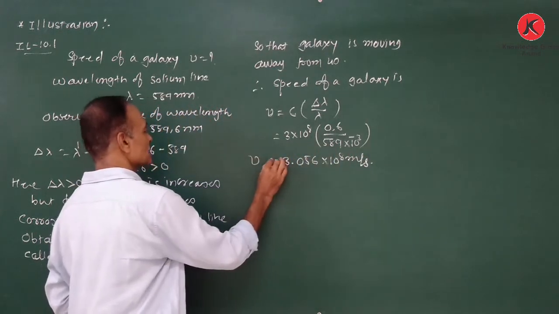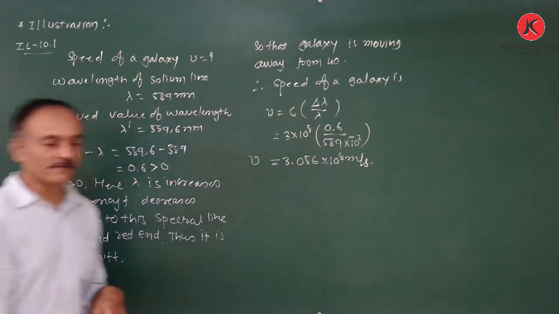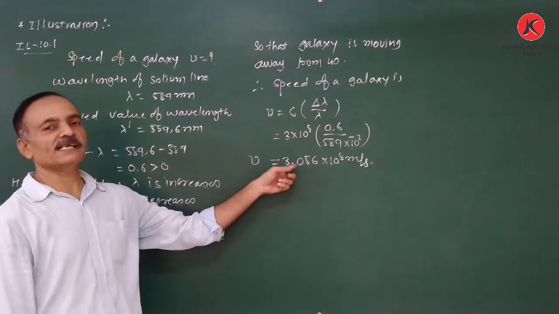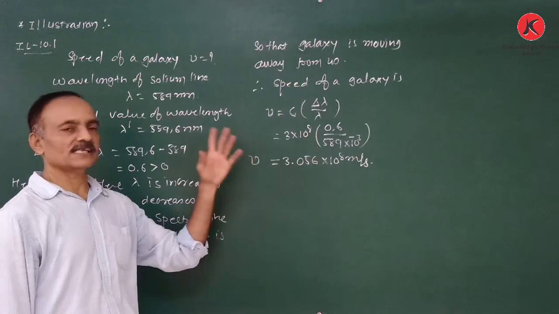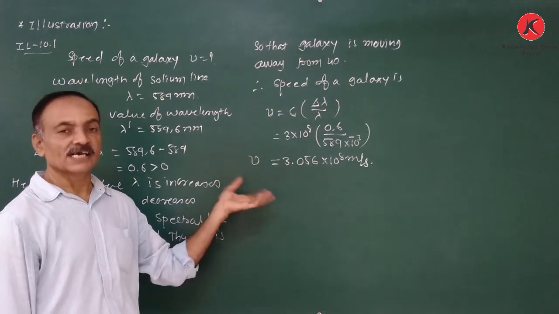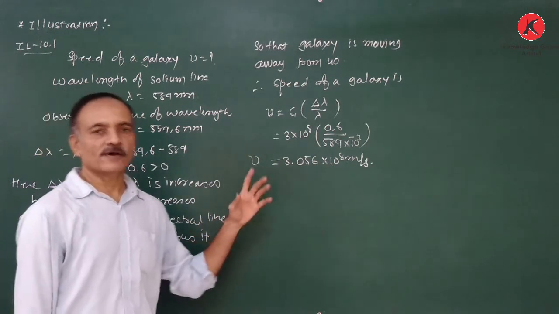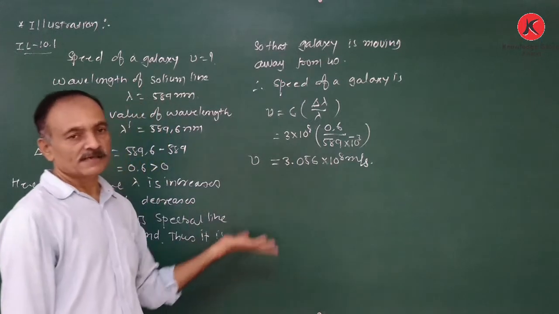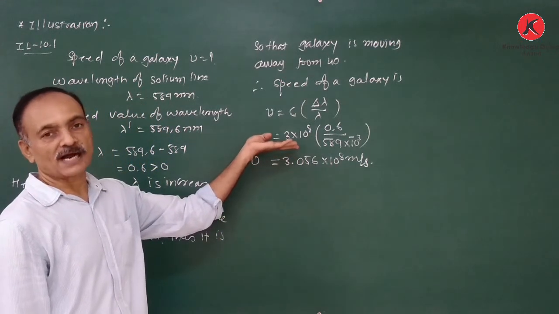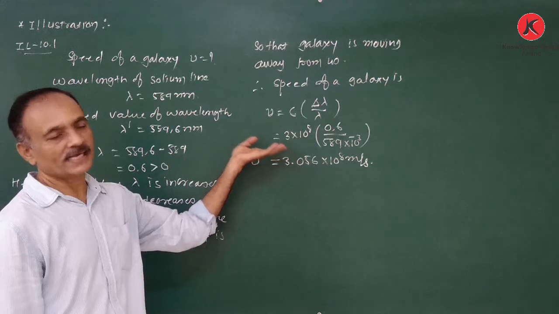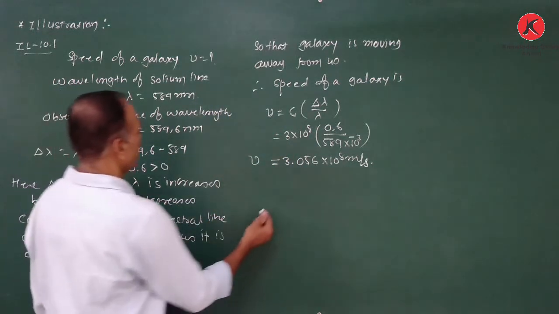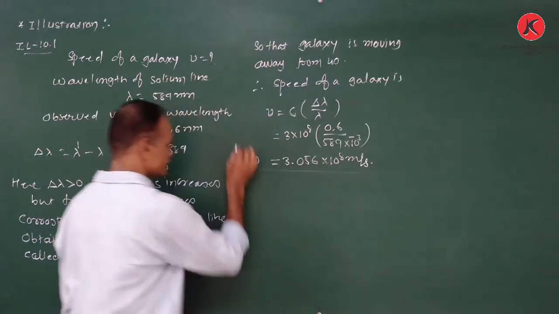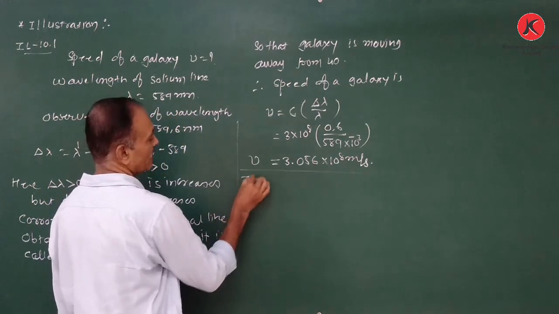That means the galaxy is moving away from us with a speed quite more than the speed of light. Therefore, the wavelength increases. In the visible spectrum, the wavelength is increased, shifting towards the red end. So that is known as the red shift. Now, illustration number 10.3.